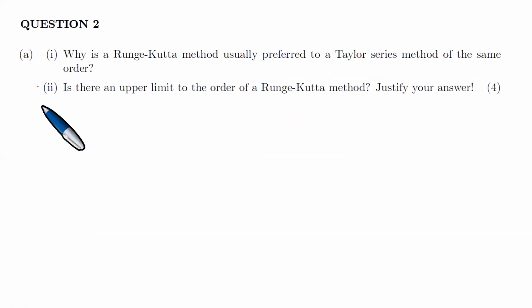The next question is how we structure our answers when it comes to questions that want us to elaborate on the fundamental efficiencies of these particular methods. And here comes the first question. Why is a Runge-Kutta method usually preferred to a Taylor series method of the same order? Very often we prefer Runge-Kutta to a Taylor series. Why is Runge-Kutta more preferable over the Taylor series method?